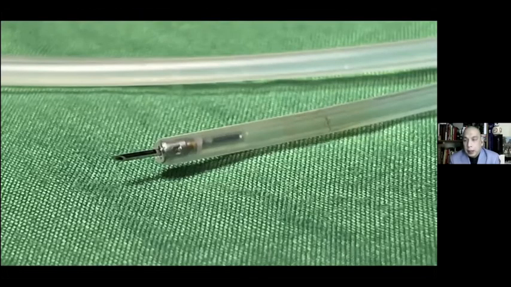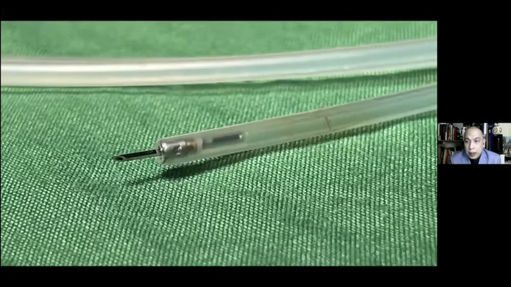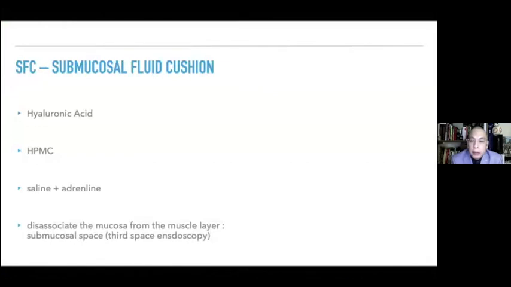Other parts of surgical endoscopy would be some catheters or accessories. The needle is very important for us because we use the needle to inject our submucosal fluid cushion with either hyaluronic acid, which is very expensive here. We just have to source it out from Japan. So we use saline with adrenaline or HPMC, or the ones that the ophthalmologists would use for their vitreal surgery. So the purpose is to dissociate the mucosa from the muscle layer and to be able to do submucosal space endoscopy or third space endoscopy.